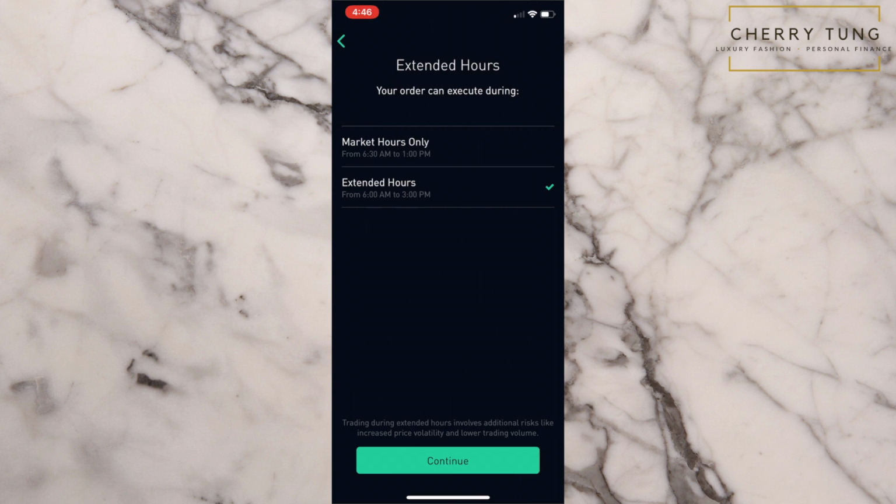So this is how you submit limit orders, which is my favorite way to invest on Robinhood because it is totally hands-free, hassle-free. I don't have to be physically monitoring the stock price for me to buy the stock at my desired price.